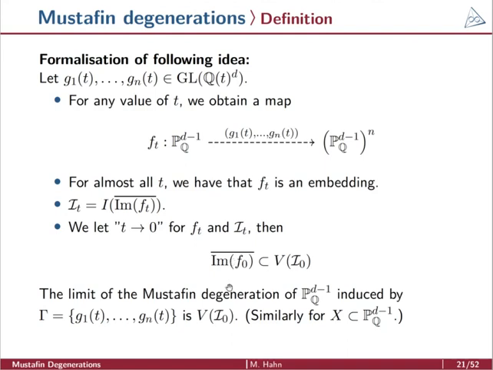And so this, in some sense, defines the Mustafin degeneration of the projective space. So the limit of the Mustafin degeneration of this projective space induced by this gamma. So gamma was the point configuration, because it's a set of invertible matrices. In some sense, it's going to be a set of equivalence classes of invertible matrices. This is exactly this gamma. This is the point configuration. And the limit of the Mustafin degeneration of the projective space induced by this point configuration is going to be the vanishing set of the limit of the ideal defined in this manner.